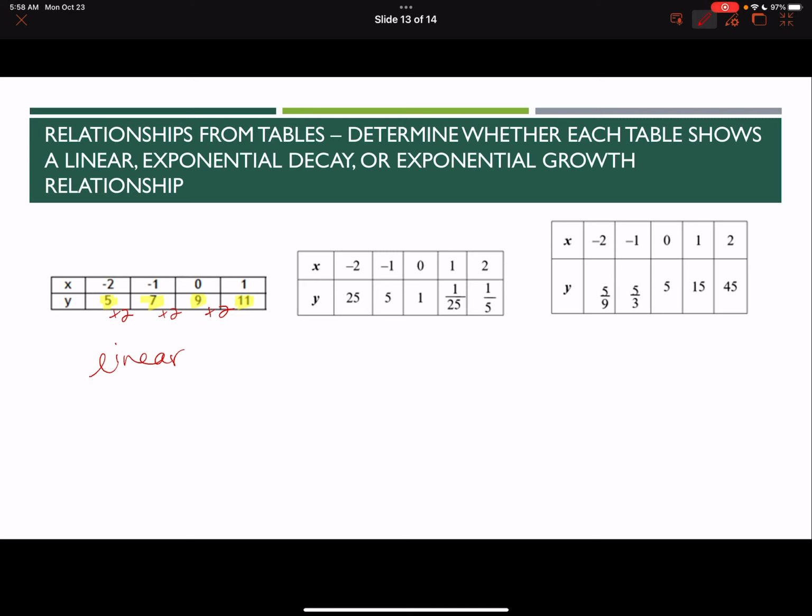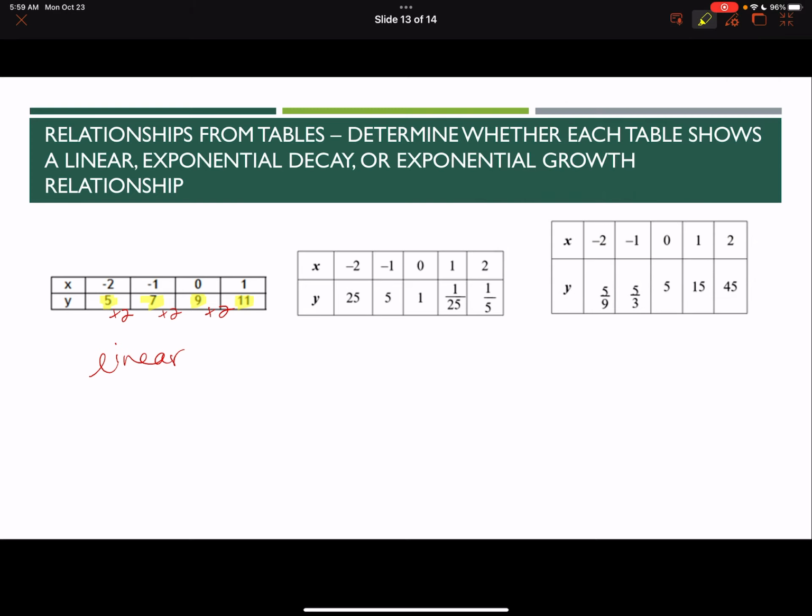So let me give you a piece of advice. You should be able to identify the pattern, tell me what the relationship is, and then tell me why the relationship is linear. So on a test or on the Keystone exam, the question might say, what type of function is this? Linear, exponential decay, or growth? And you would say, oh, it's linear because the pattern in the y values is that I'm adding 2 every time.